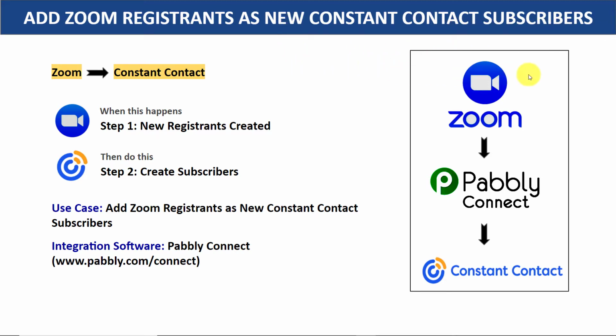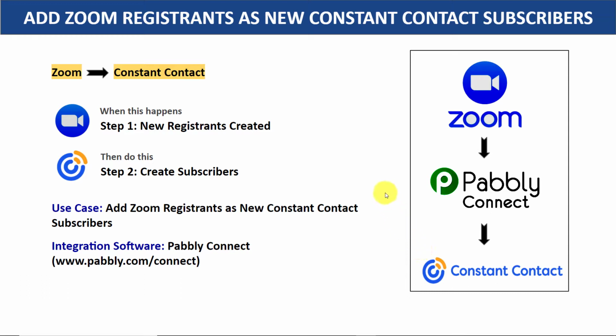So in this video we will learn how to add Zoom registrants as new Constant Contact subscribers. Imagine this: a guy called John has registered to your Zoom event. So you have John's name, email address and all those details. Now the idea is that you want to add John as a contact in Constant Contact, maybe to send him a confirmation email or send follow-up messages in the future.